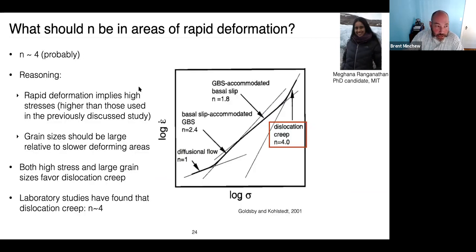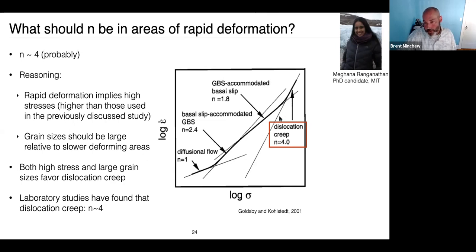Getting back to rheology and thinking about these things, what does this indicate about what we might expect the stress exponent to be within the shear zones? And so we get back to this same number that we've been hovering around before, probably n equals 4 most likely. And the reasoning behind this is simply that rapid deformation implies high stresses, higher than those observed within Joanna's study that we talked about before, and inferring n equals 4.